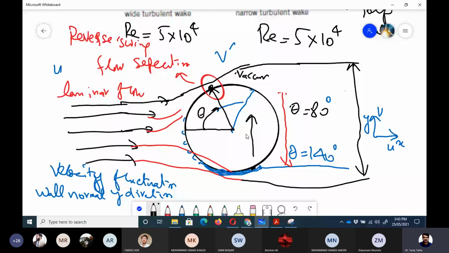So that is the phenomenon of reverse swing: we make the flow turbulent on one side so that the boundary layer remains attached on that side, and keep the other side shiny, so that there would be a vacuum due to boundary layer separation. That's why we have a net force in the y direction, and the ball would move towards the shiny side, right?